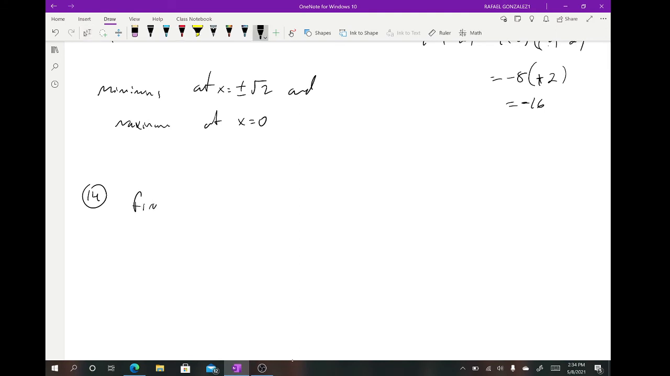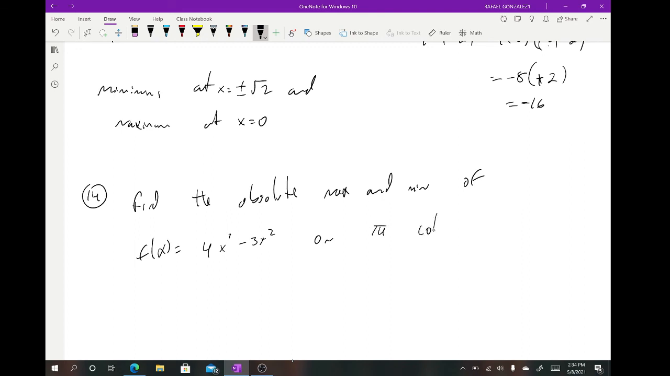So we're asked to find the absolute max and min of f of x is equal to 4x cubed minus 3x squared on the closed interval -1 to 1.